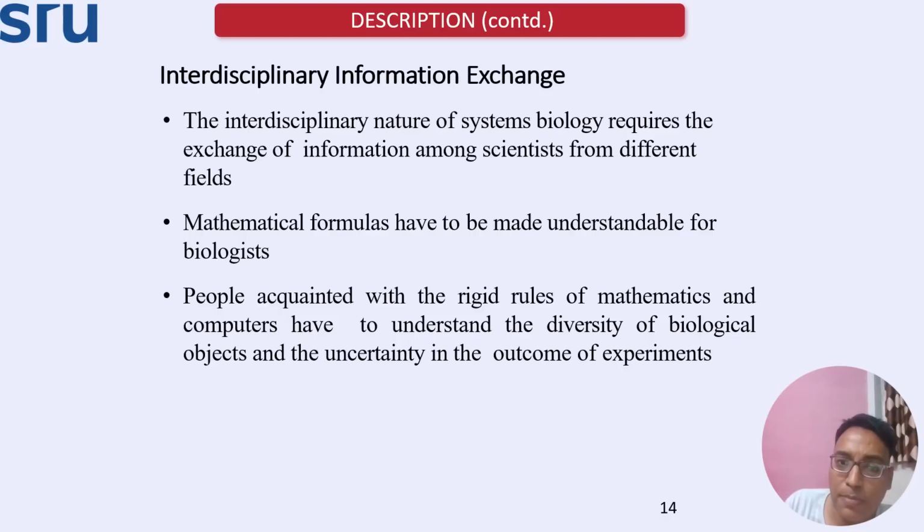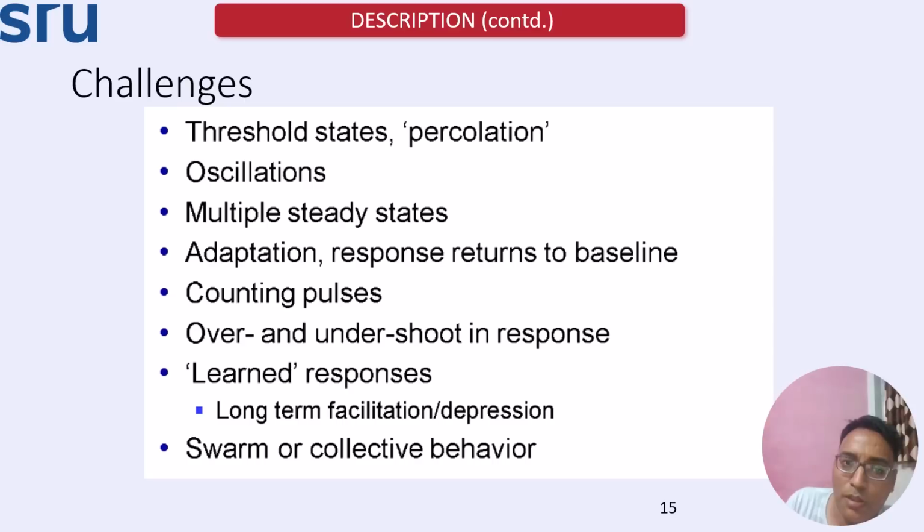Interdisciplinary information exchange. As I have been saying, the complete part of systems biology requires interdisciplinary information exchange. All the different parts are worked out by the scientists, so that the information is always shared. Mathematical formulas have to be made understandable for biologists. The people acquainted with the rigid rules of mathematics and computers have to understand the diversity of biological objects and uncertainty in the outcome of experiments. So you need to understand everything properly to give the required mathematical model.